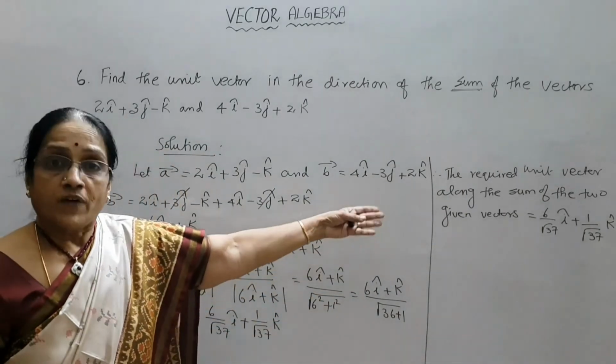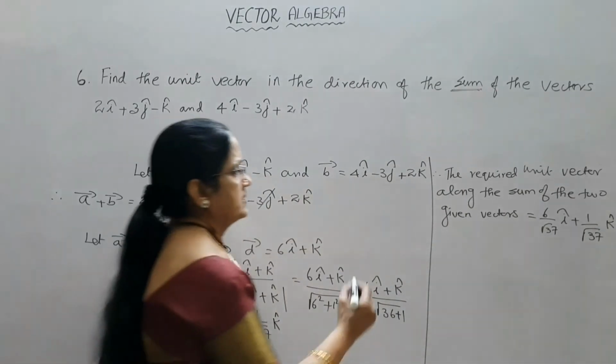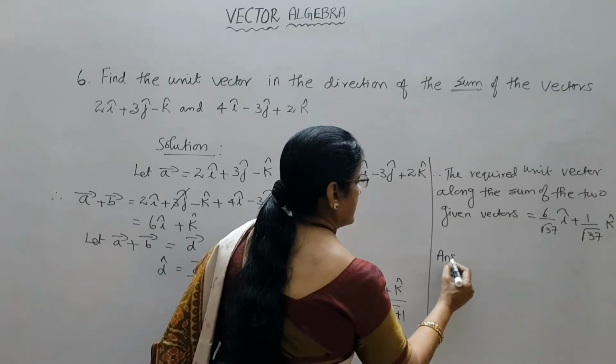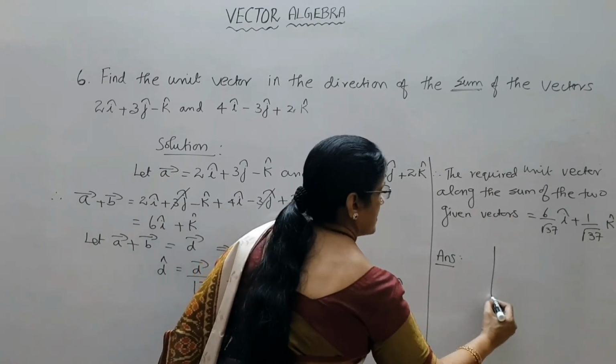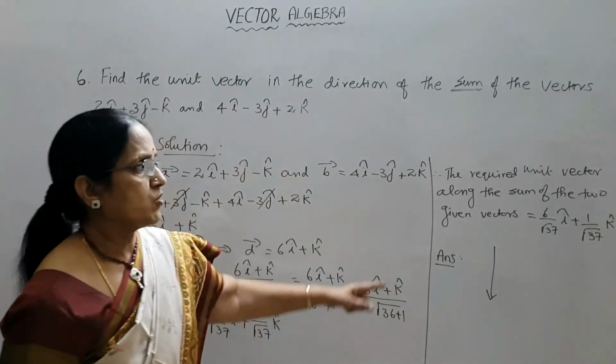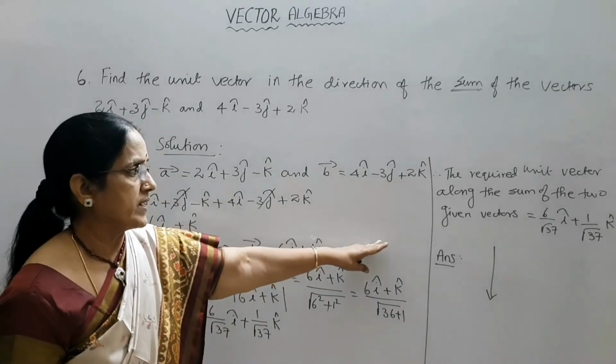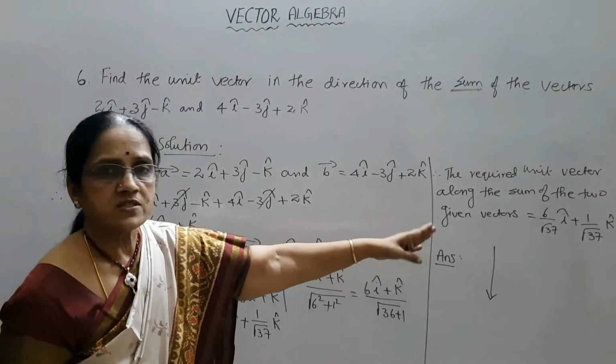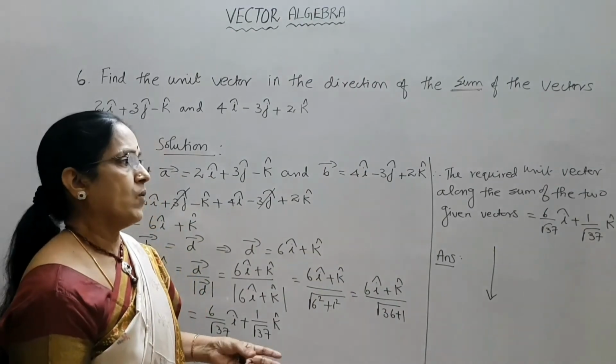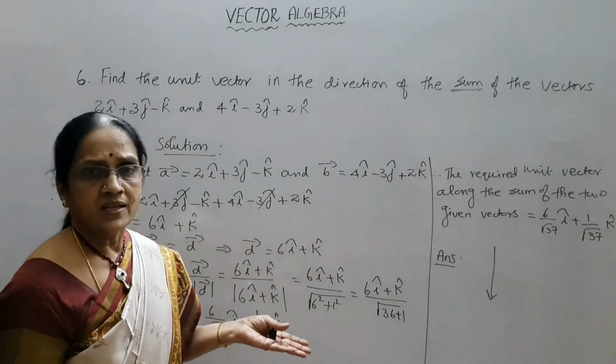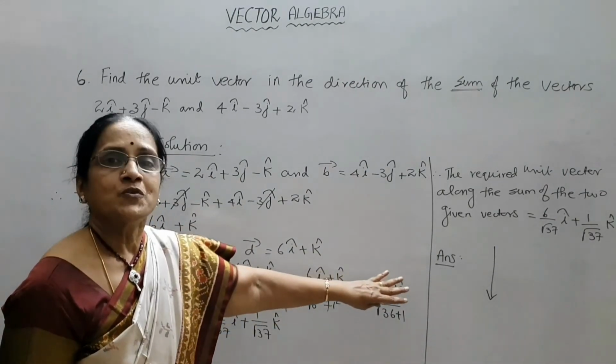Now, finally you need to conclude your answer. Just write the answer, rewriting the same step. The required unit vector along the sum of the two given vectors is equal to 6 by root 37 i cap plus 1 by root 37 k cap. So that will be your final answer.